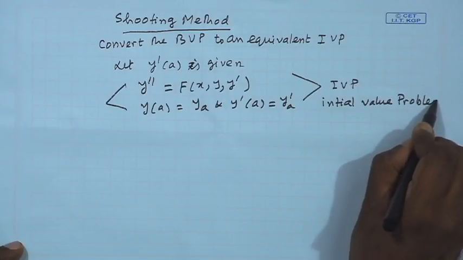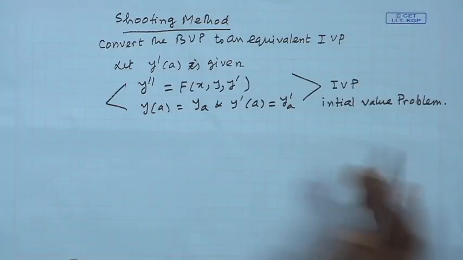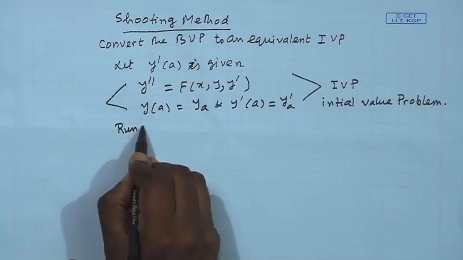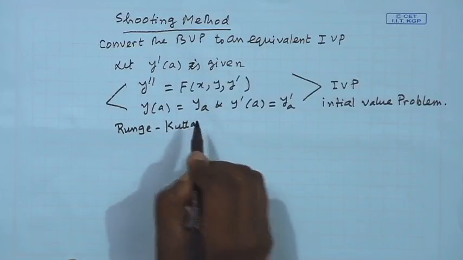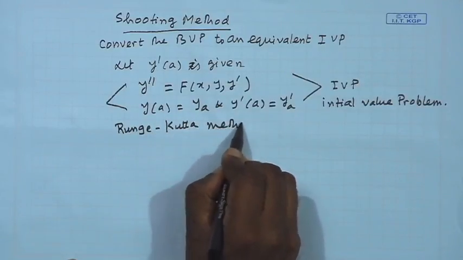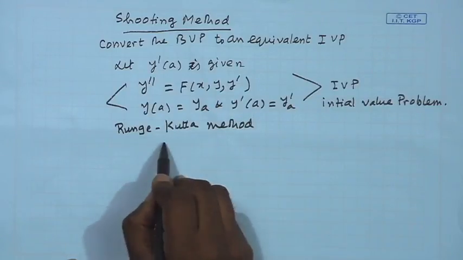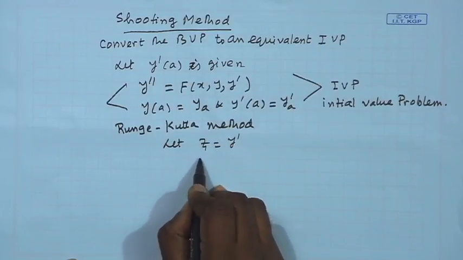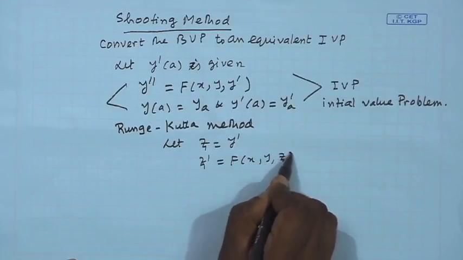Now, this solution can be obtained by any method, say the Runge-Kutta method. For example, I am not going to talk about the Runge-Kutta method. Now, what we can do is to solve this, say let z equal to y dash and z dash equal to f x y z.